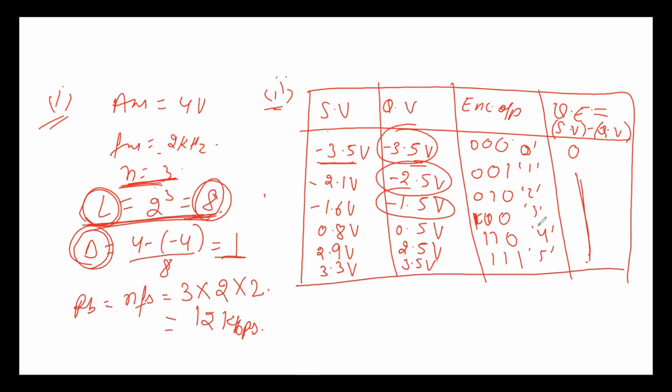I think there is one mistake. 3 will be 011, 4 will be 100, 5 will be 101.